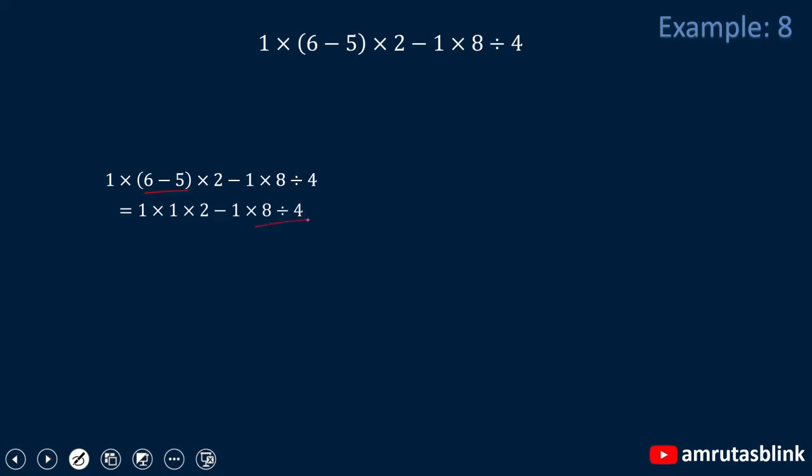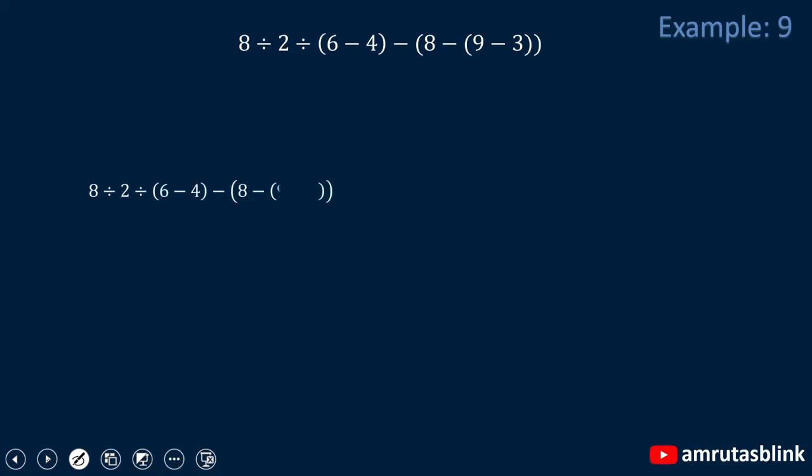Now we need to solve this division. So 1 × 1 × 2 − 1 ×, now 8 ÷ 4 is 2. Now we'll perform the multiplication. So this 1 × 1 × 2 is 2, minus sign as it is, and 2 × 1 × 2 is 2. So 2 − 2, which is equal to 0, and hence we can say 1 × (6 − 5) × 2 − 1 × 8 ÷ 4 is equal to 0.